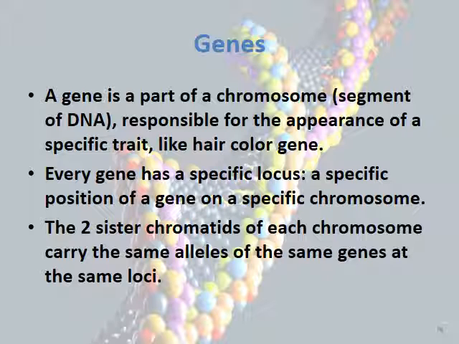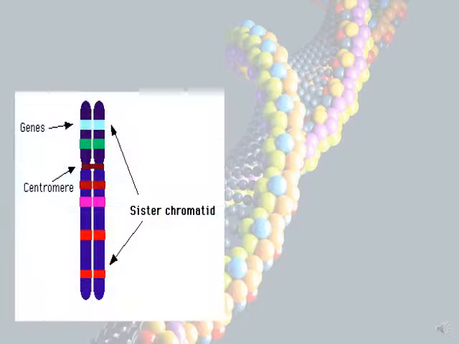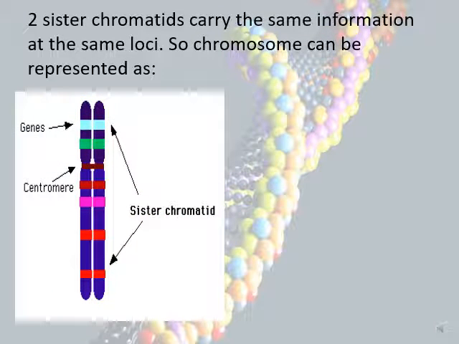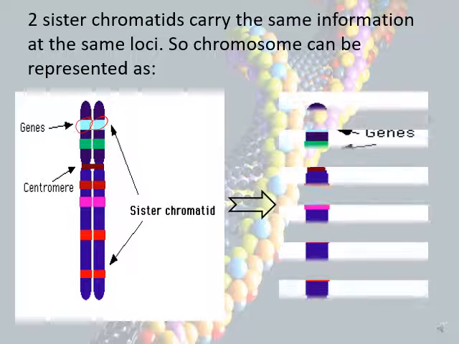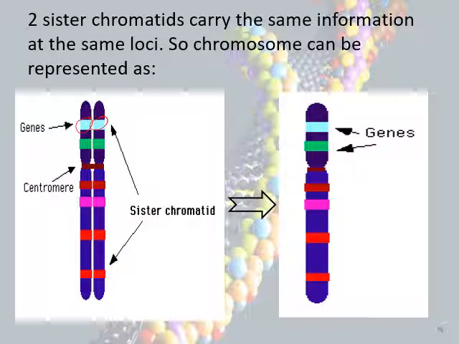The two sister chromatids of each chromosome, they carry the same alleles of the same gene at the same loci, at the same position. Here we have the two sister chromatids, they carry the same information of the same loci. So here we have the gene, for example, of the hair color. It should be here of the same color. That's why we can draw it as one, because they carry the same information at the same loci.